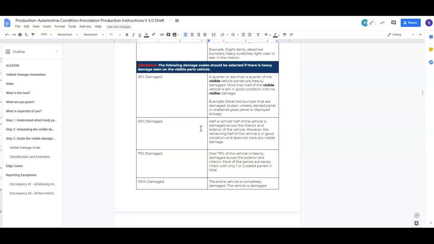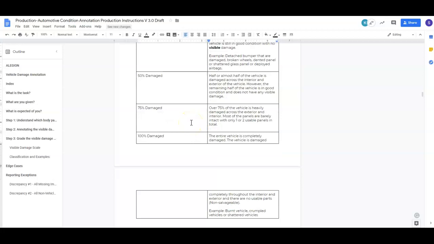Okay, now the next one is 75% damage. So over 3/4 of the vehicle is heavily damaged, and this usually is inclusive of the exterior and also the interior. Let's look at it this way: the car has exterior and also interior. There's like 50% of the vehicle that could be just the exterior, and the other 50% is basically the interior. If there's 75% damage, it means the interior also must be damaged. You cannot have a vehicle that only has exterior damage. Visible, keyword, visible exterior damage.